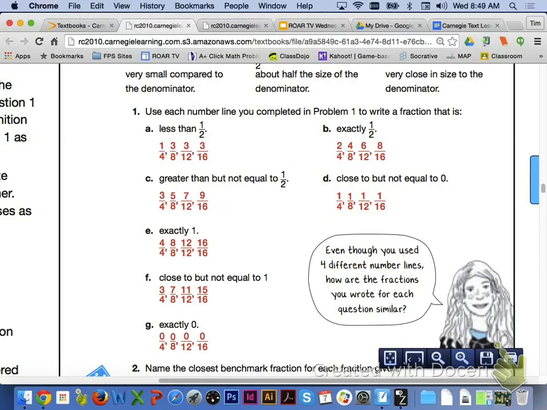Letter E, exactly 1, 4/4, 8/8, 12/12, 16/16. For letter F, close to but not equal to 1, you could have 3/4, 7/8, 11/12, 15/16. And for letter G, exactly 0, that would be 0/4, 0/8, 0/12, and 0/16.